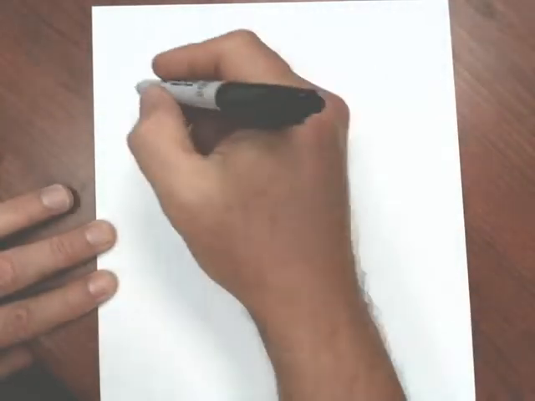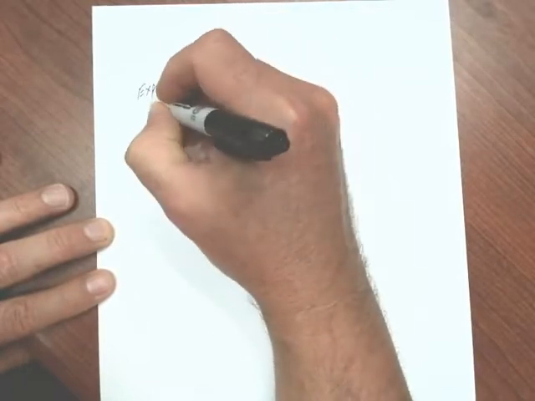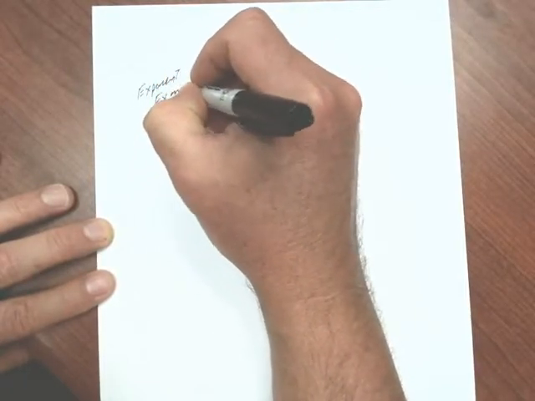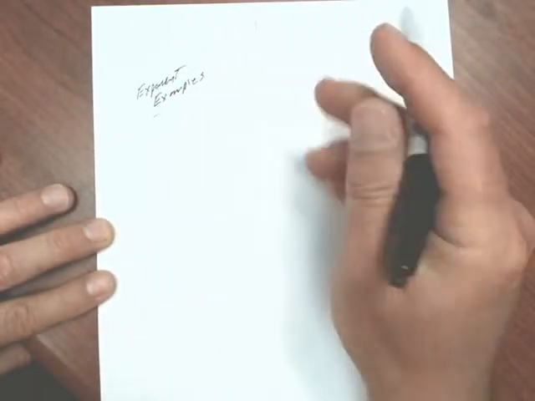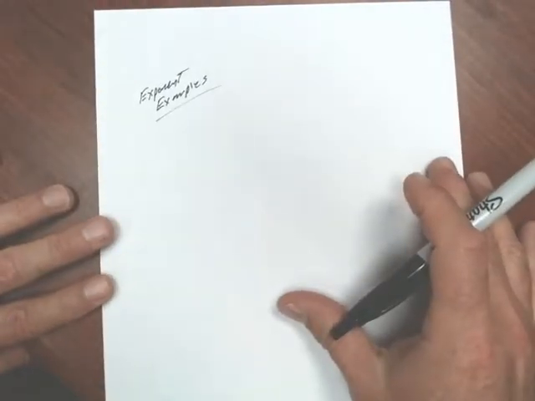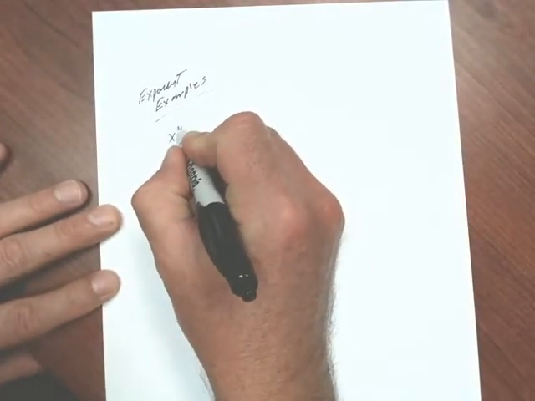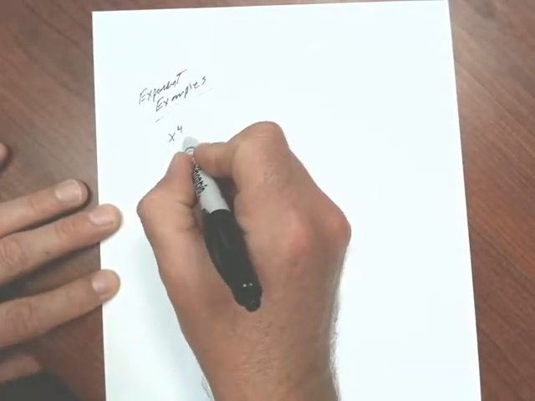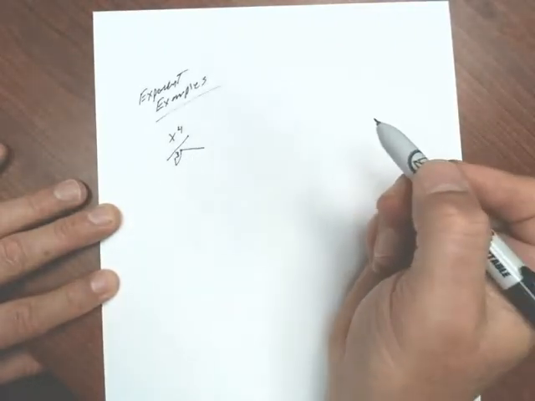Okay, so let's go over some exponent examples, using the rules of exponents that we outlined in the previous video. Looking at some examples, let's assume we have x to the fourth divided by the cube root of x.